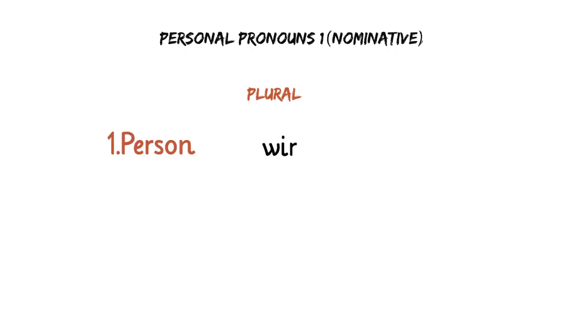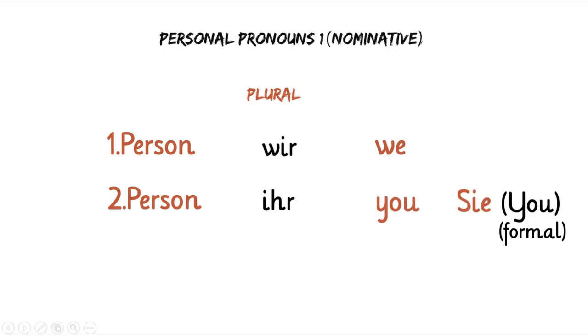In first person, we have wir, which means we. In second person, we have ihr, which means you. And also in formal way, we can use Sie. And in third person, we have sie, which means they. And as you could see that sie is the word which is used for she and they.